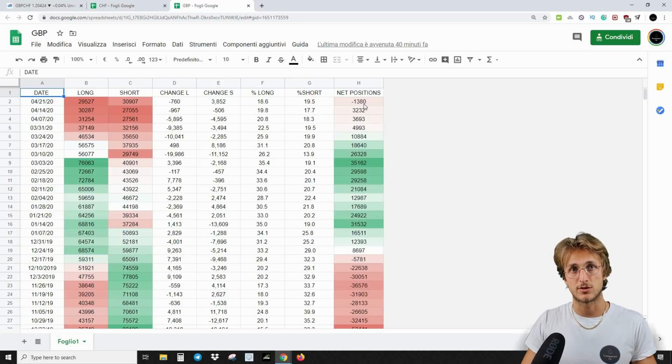So speculators in the market, for the first time in a very long time, are positioned more to the short side rather than the long side from a pound perspective. So does this correlate well with what we want to see from a technical analysis perspective, from a price action perspective? Absolutely yes.